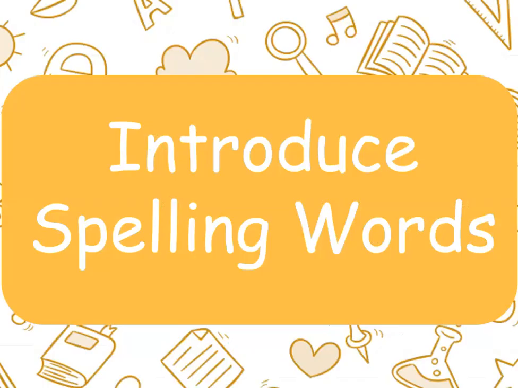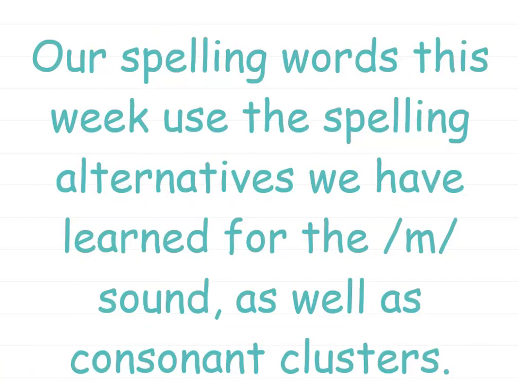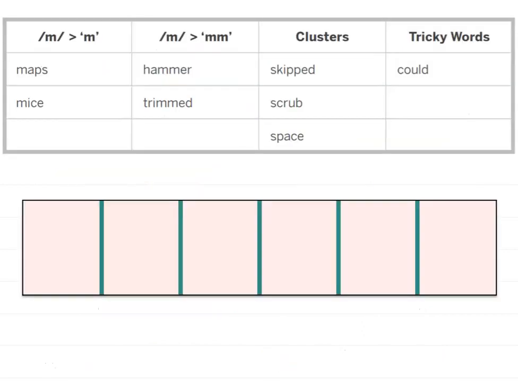Our spelling words this week use the spelling alternatives we have learned for the sound, as well as consonant clusters. Our first spelling word is maps. The sounds are app, maps. Our next spelling word is mice. The sounds are ice, mice. The next word is hammer. The sounds are hammer. Notice how both of my M's are in the same box. That's two letters representing that one sound.